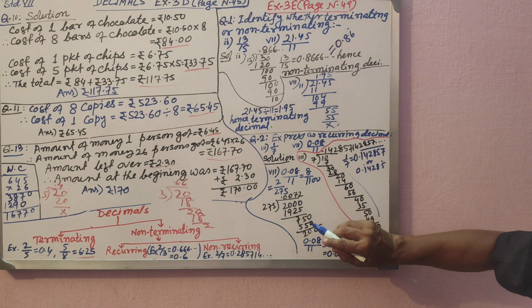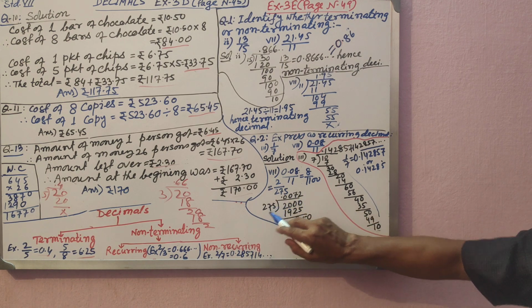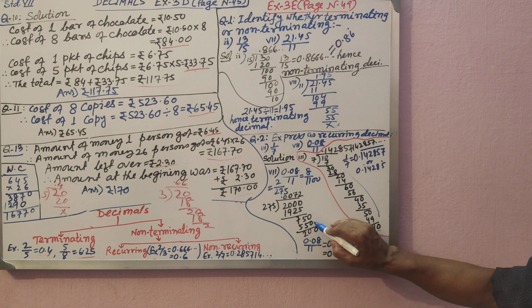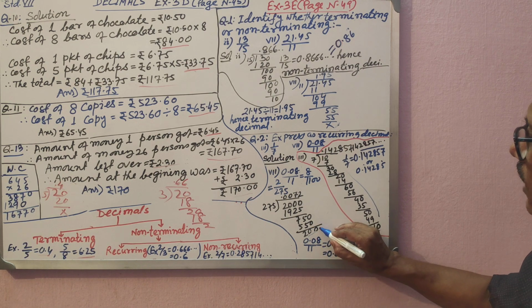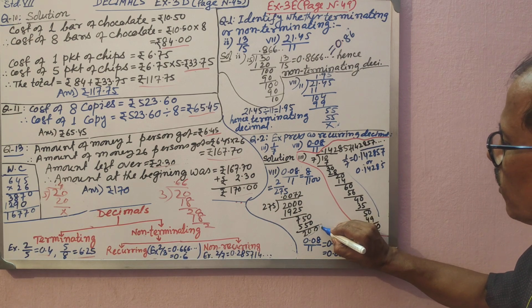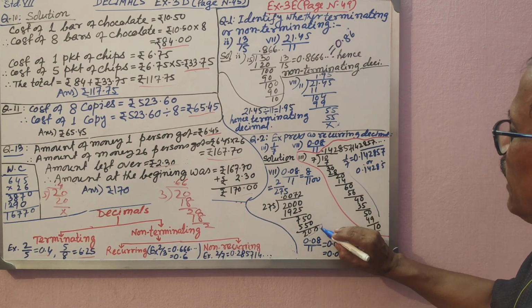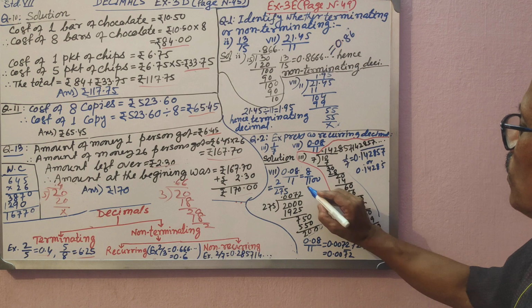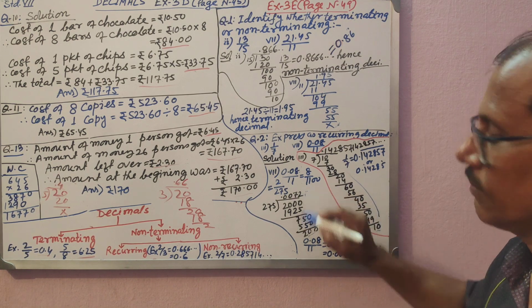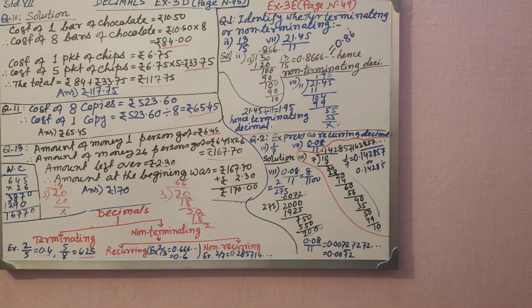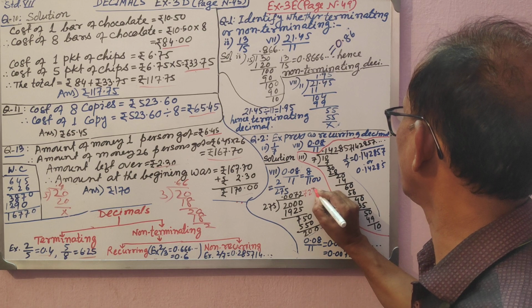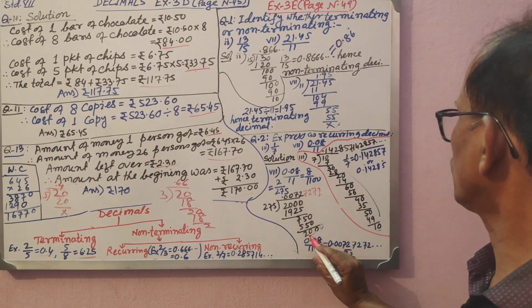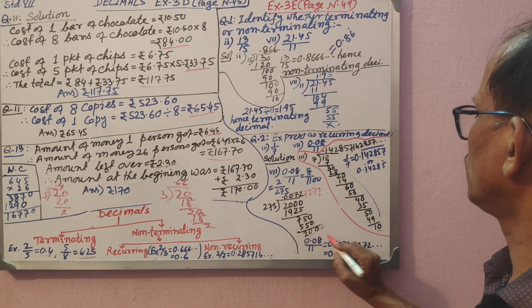A 0 is added, so 2 times 275 will be 550. Then 200 is coming again. You are going to get a 0 because you have put the decimal. Again it will go 7 times. So the digits 7 and 2 will be repeating. Every time 7 and 2 will be repeating: 7, 2, again 7, 2. It will continue because the same procedure will be followed.